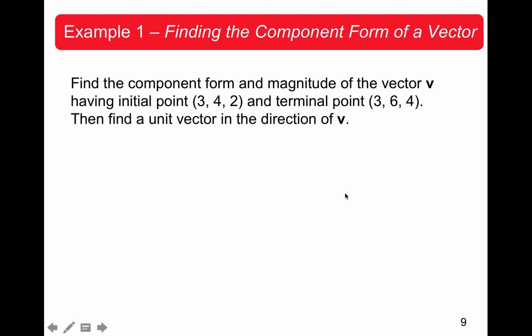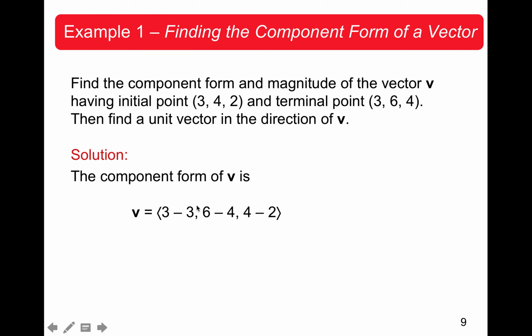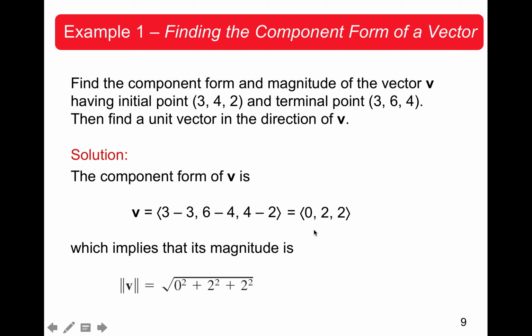Okay, so example 1 is to find the component form and magnitude of the vector v having initial point (3, 4, 2) and terminal point (3, 6, 4). Then find the unit vector in the direction of v. So to find the vector, we're just subtracting. 3 minus 3, 6 minus 4, 4 minus 2, that's going to give us the 3 components, which would be 0, 2, 2. Then for the magnitude, we take those three components, square them, add them together, and then take the square root. So we get the square root of 8, which we can simplify to 2 square root of 2.